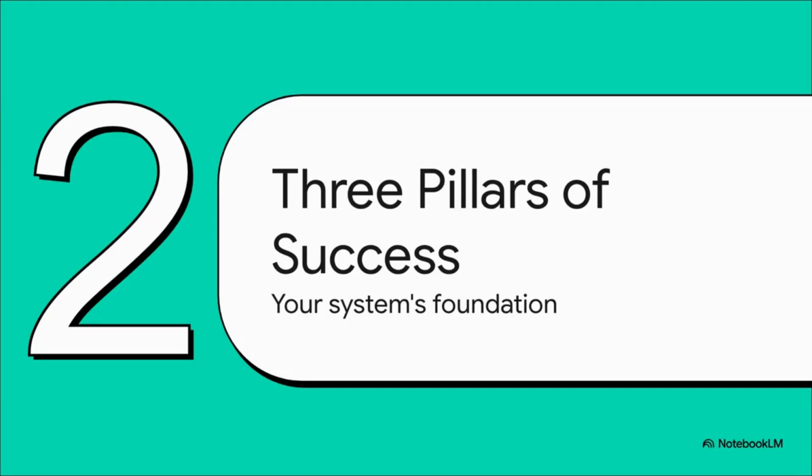So, how do you actually build this thing? How do you make it work? Well, it all rests on three core concepts, or what we call pillars. If you get these three things right, your entire AI strategy just becomes so much stronger and more efficient.